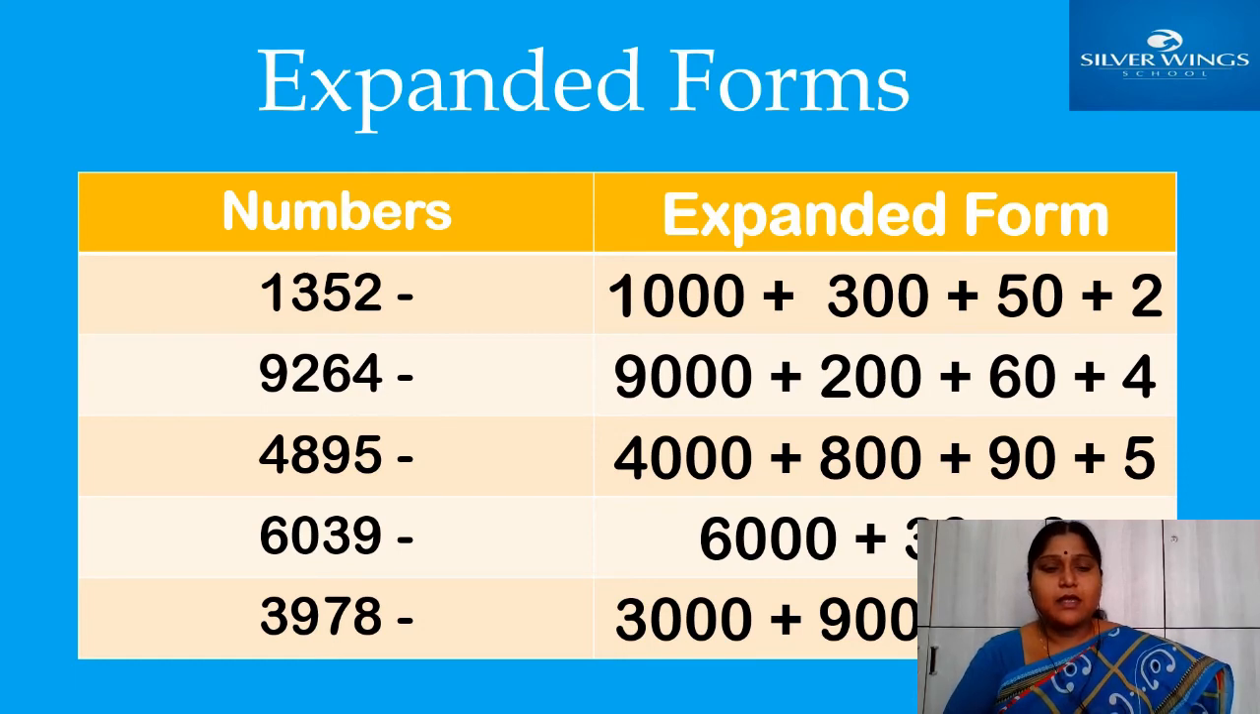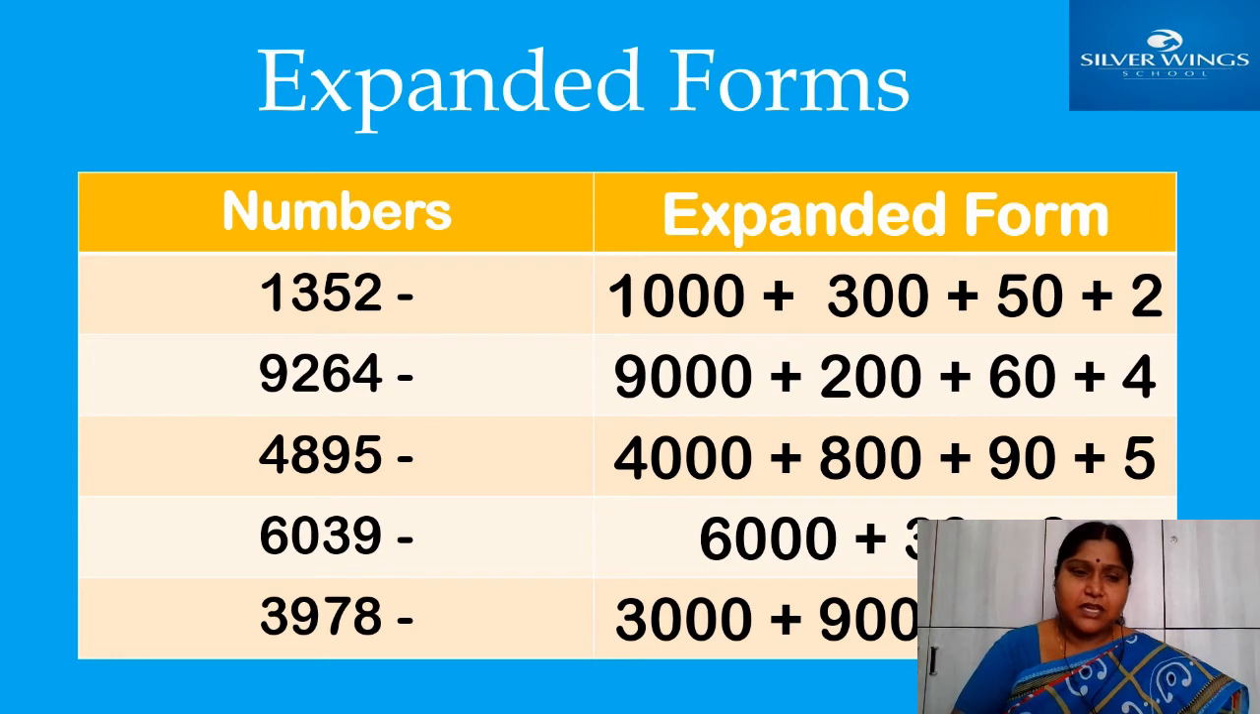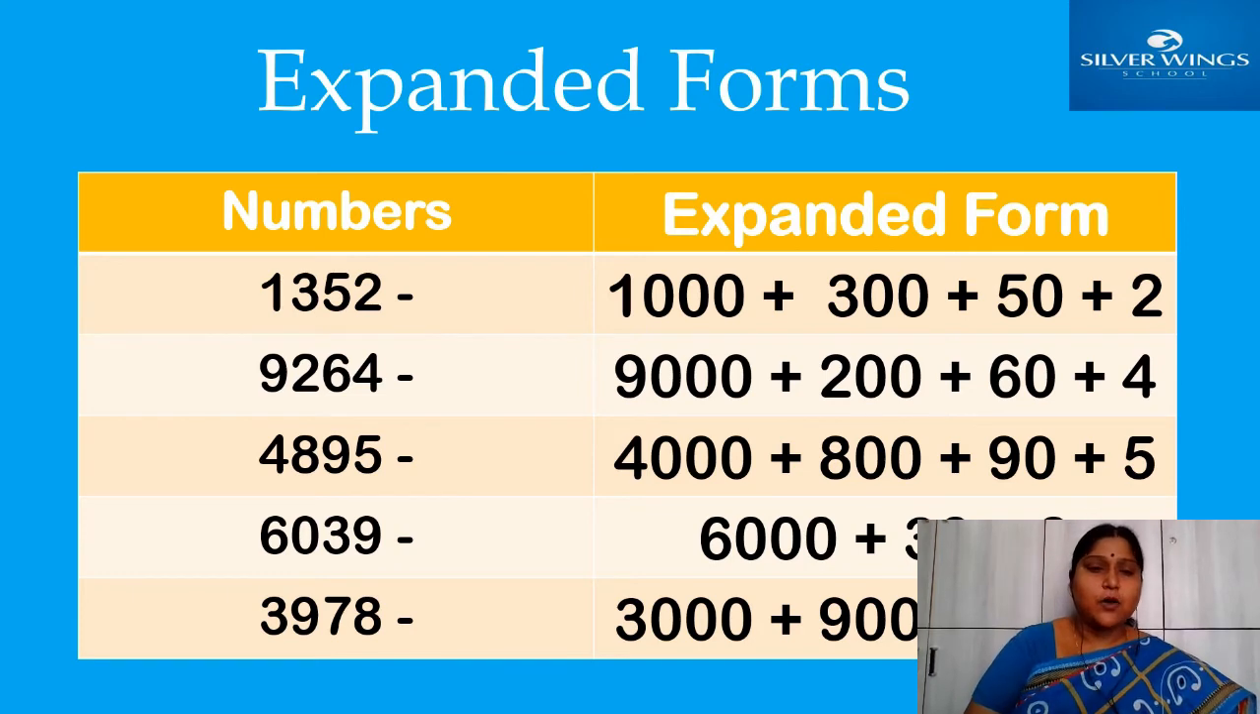Come to the second number, that is 9264. Before writing the number in expanded form, you should see how many digits are given in the number, either 3, 2 or 4. If 4 digits are there, you should start with 1000. Now here see, 9264 is a 4 digit number.